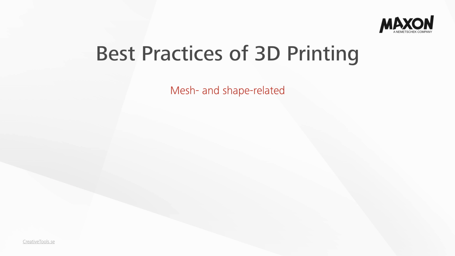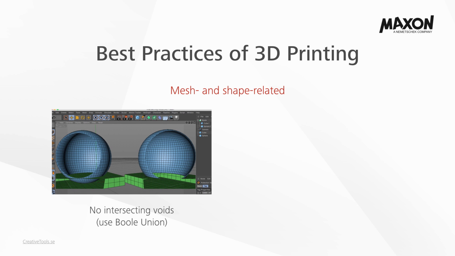Contrary to the real world, objects in 3D can collide and overlap, resulting in negative internal voids. This is something that slicing software has difficulty understanding and can lead to failed prints or weakened parts in the printed objects. If a model has such voids, you can fix them by joining all parts into one watertight volume using the Bool Union tool in Cinema 4D.